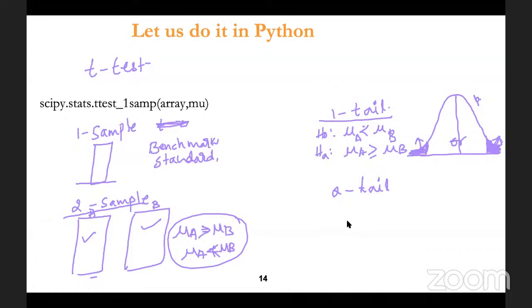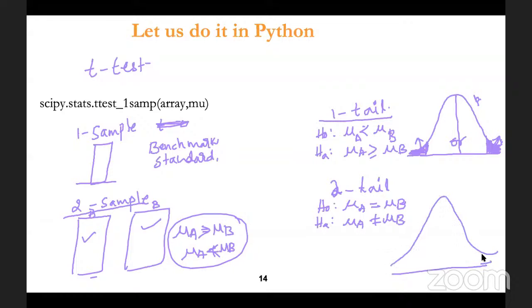We can easily find out based on what kind of symbols we are using in the null and alternate hypothesis. And coming to the two-tail t-test, we will have equal or not equal: mu A is equal to mu B, mu A is not equal to mu B. In this case, we have to compute the probabilities in both tails, this side and this side. Consider them p1 and p2. The final p-value would be p1 plus p2. This p-value we will compare with alpha again to take the decisions.